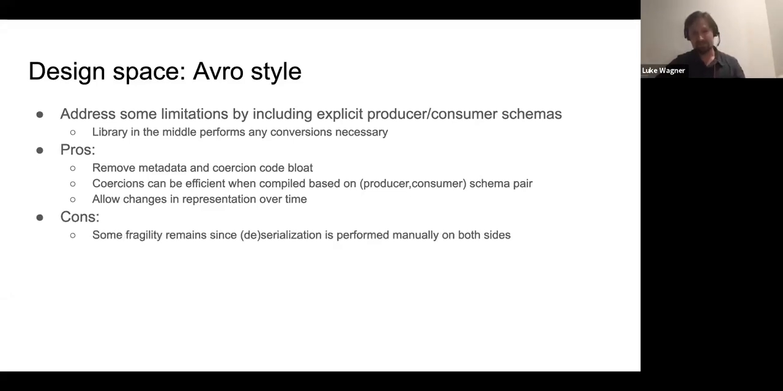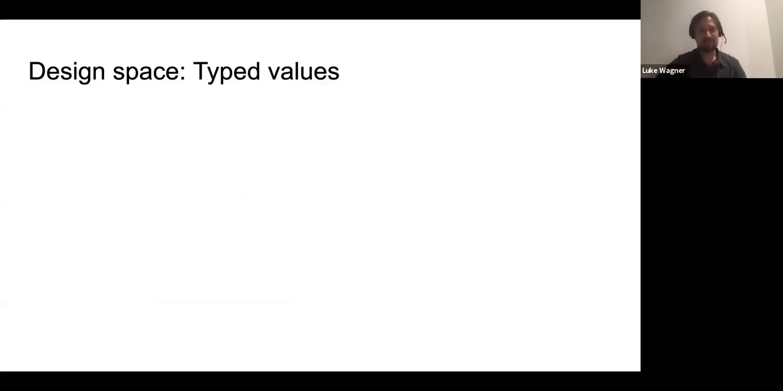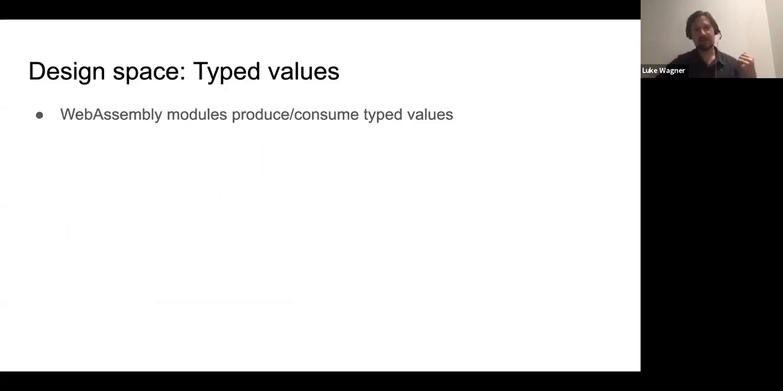The downside is there's still some fragility that remains because you have this manual deserialization. And you possibly added back the copy that we avoided. So that third copy that we said maybe we can avoid, well, if you need to do a coercion, you're probably going to need to make an actual extra copy there. So it's an interesting improvement in some dimensions. So kind of all the way on the spectrum is then saying, okay, well, there is no serialization thing. There are only the type values.